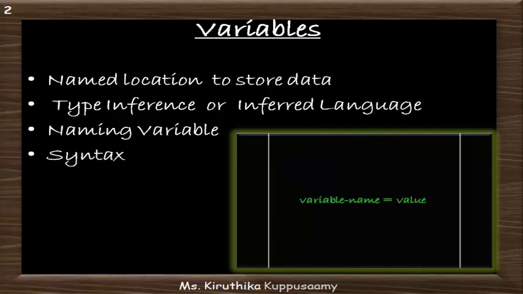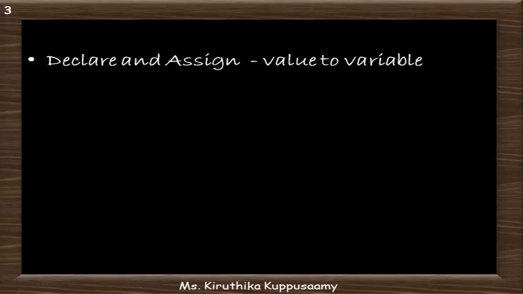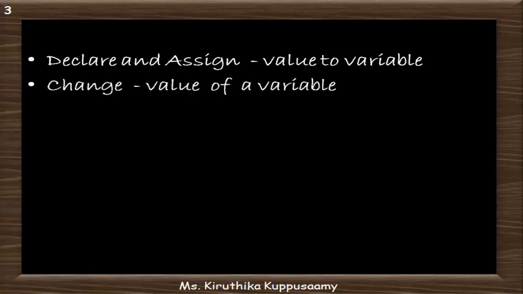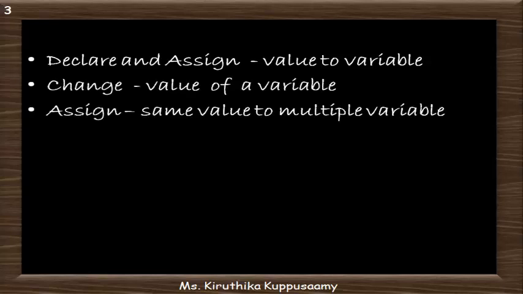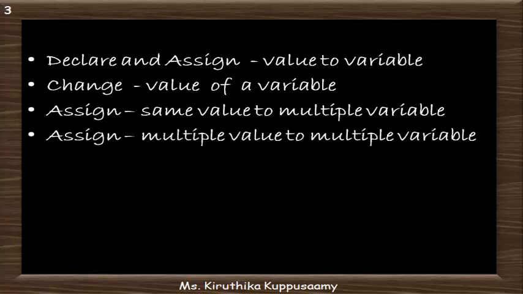As it is known that Python is a type inferred language and there is no need to declare a variable, straight away you can assign the value to the variable. The syntax is variable name equal to value. Now in the coding window, we are going to see how to declare and assign a value to a variable in Python, how to change the value of a variable, how to assign the same value to multiple variables, and assigning multiple values to multiple variables at once. Now we'll move on to PyCharm.